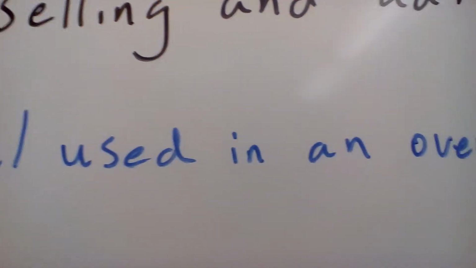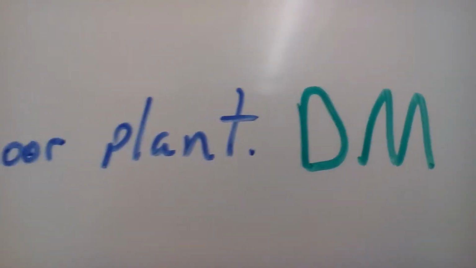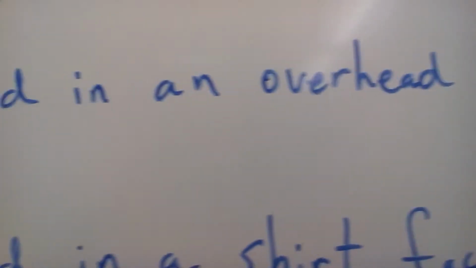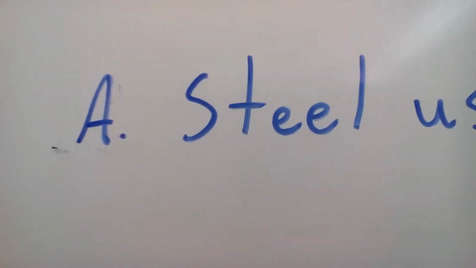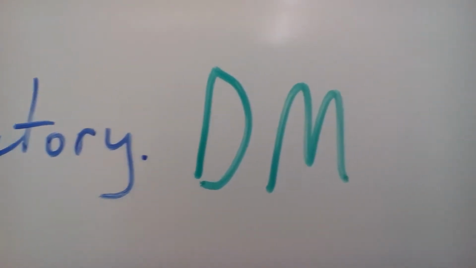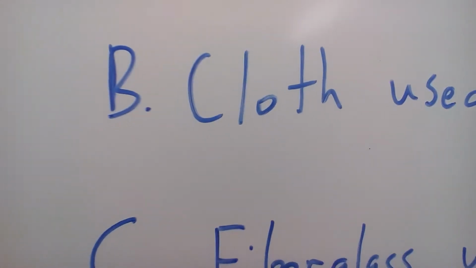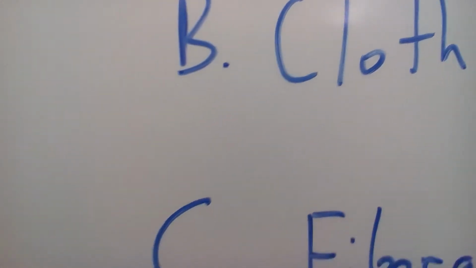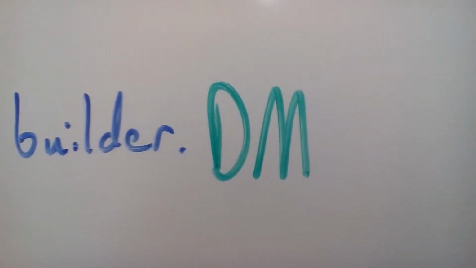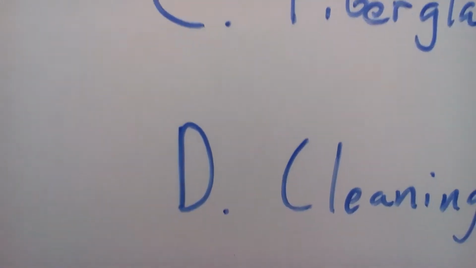So A, steel used in an overhead door plant. That's going to be a direct material because you're using the steel directly to make doors, so it goes right into the direct materials. B, cloth used in a shirt factory. It's a direct material because you're directly using all that cloth to make a shirt, so it's easy to track. Fiberglass used by a sailboat builder is a direct material, because you're directly taking the fiberglass to make the boat.